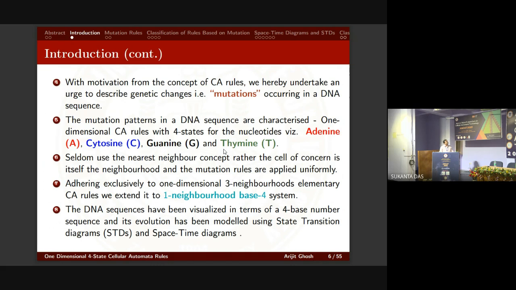In our paper, the mutation patterns in a DNA sequence are characterized by one-dimensional CA rules with four states for the nucleotides: adenine, cytosine, guanine, and thymine. We seldom use the nearest neighbor concept. Rather, the cell of concern itself is considered as the neighborhood. Adhering exclusively to one-dimensional three-neighborhood elementary CA rules, we extend to a one-neighborhood base four system. The DNA sequences have been visualized in terms of a four base number sequence, and its evolution has been modeled using the state transition diagrams and the space-time diagrams.